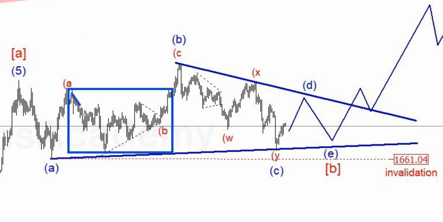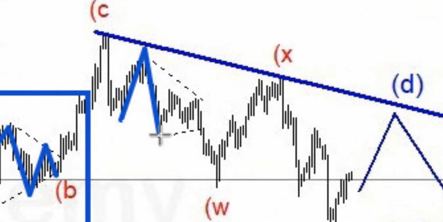The subwaves are like this: A, B, C, D, and E. In the same chart again, wave C was a double zigzag. In the first zigzag, we can see that we have an irregular triangle pattern. Why irregular? Because wave B exceeded the beginning of the wave A.